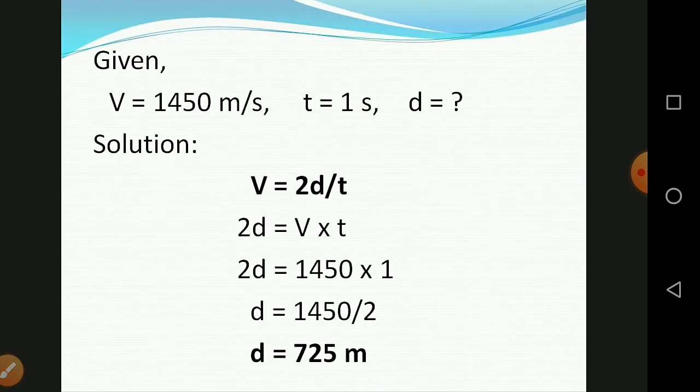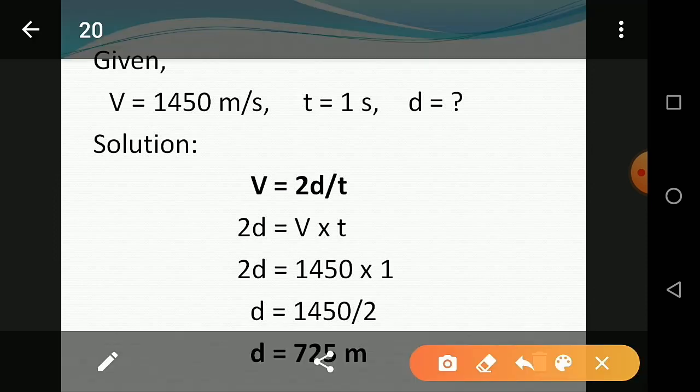We find d, the depth of the sea. We know v is equal to 2d by t. To find d, we move t to the left side, so 2d is equal to v into t. We substitute the values in this formula. 2d is equal to 1450 into 1, so d is equal to 1450 divided by 2.